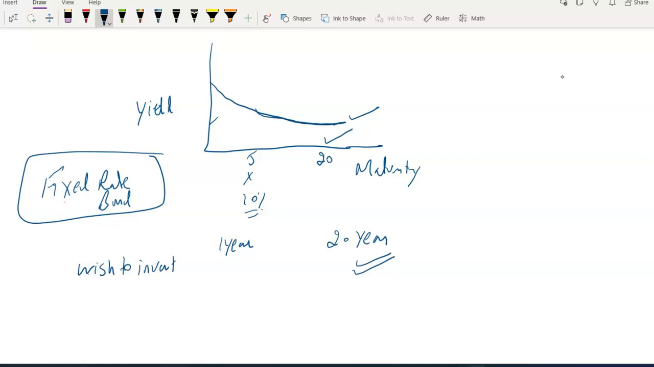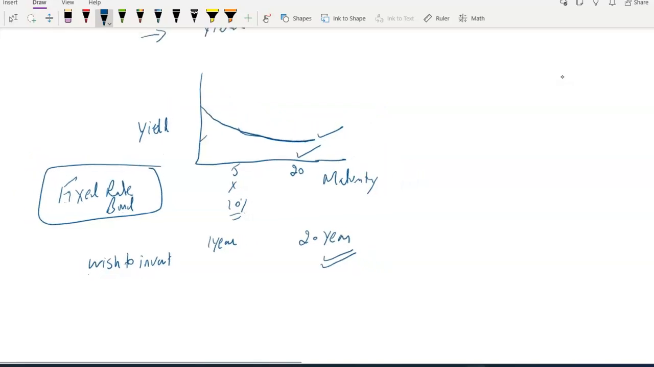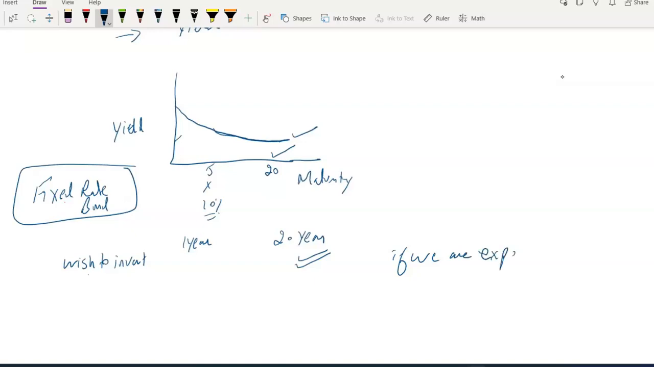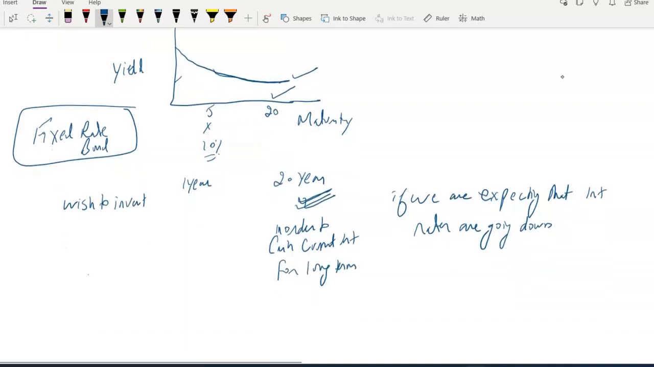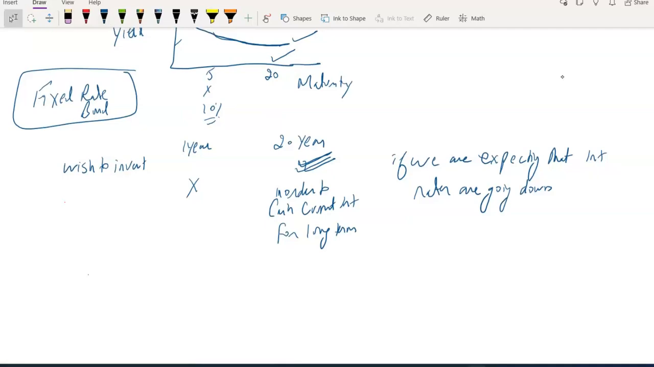So remember, if you are expecting that interest rates are going down, we will invest in long term. Why? In order to catch the current interest rate for longer term. Nobody will invest in short term. Everybody will go for the long term bond if interest rates are going down. So this bond will become expensive. Its price will go up.